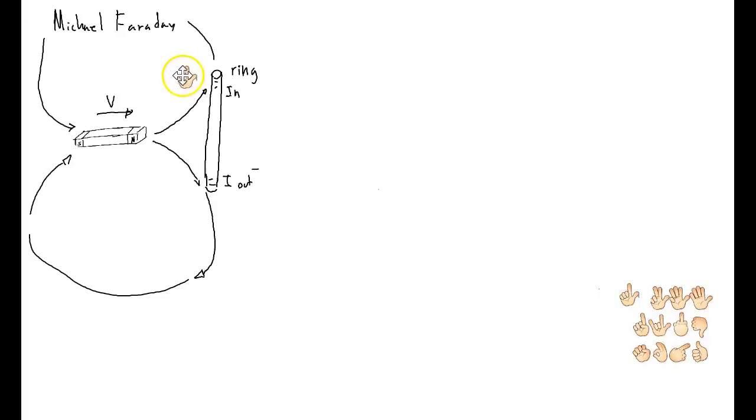So as you bring this ring of metal in toward the magnet, the side of the ring closest to the north pole of the permanent magnet becomes the north pole itself, and there's a repulsive force. As you pull it away, it becomes a south pole, and there's an attractive force. So there's a resistance to the motion in both cases.